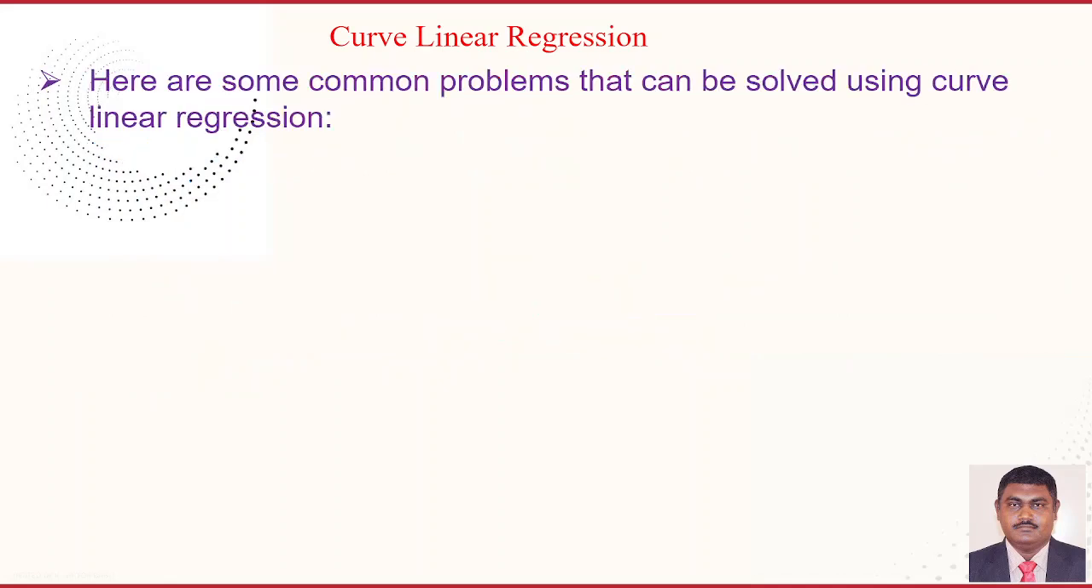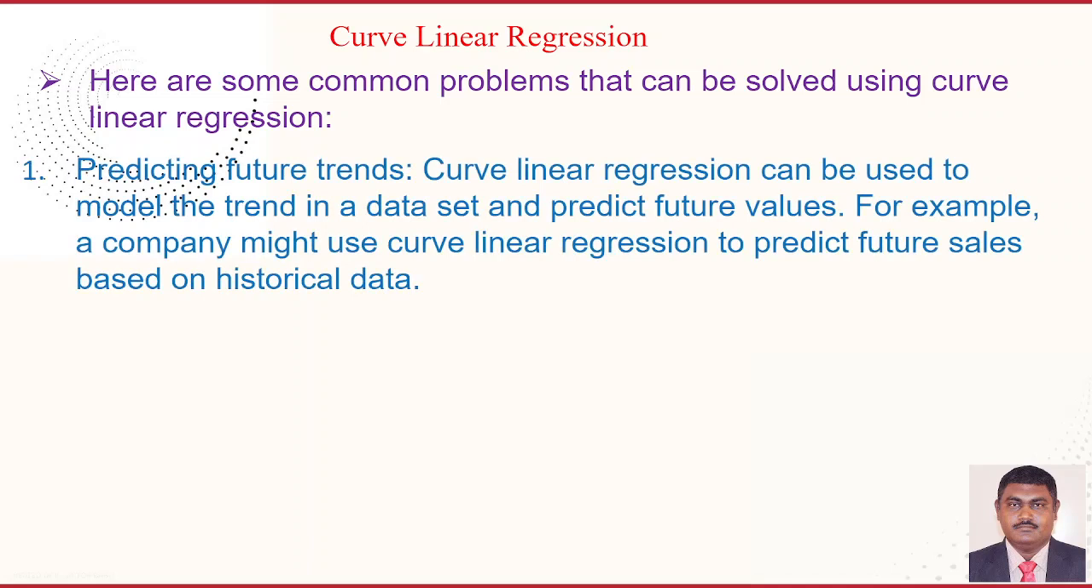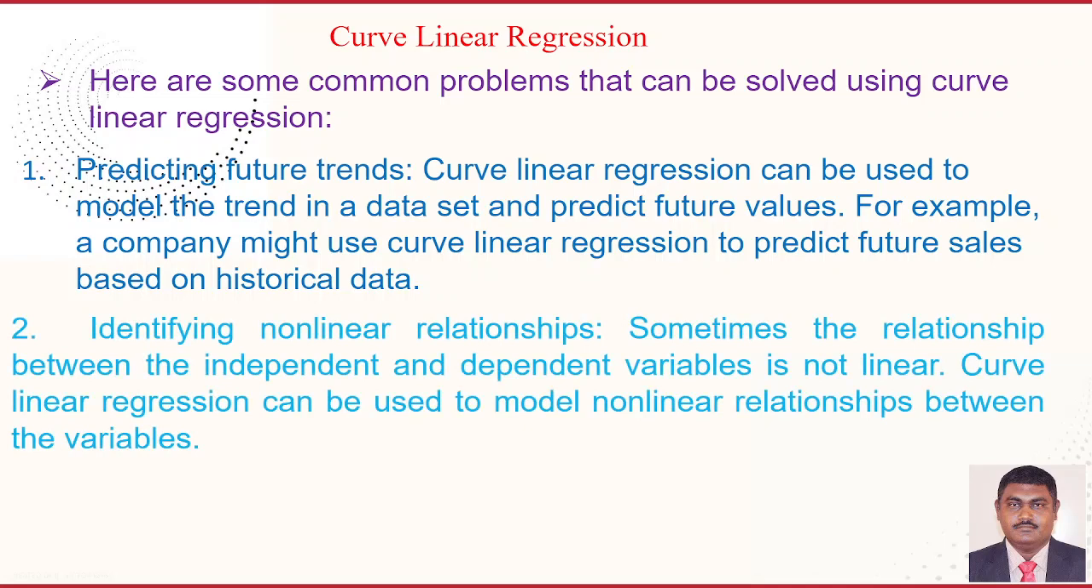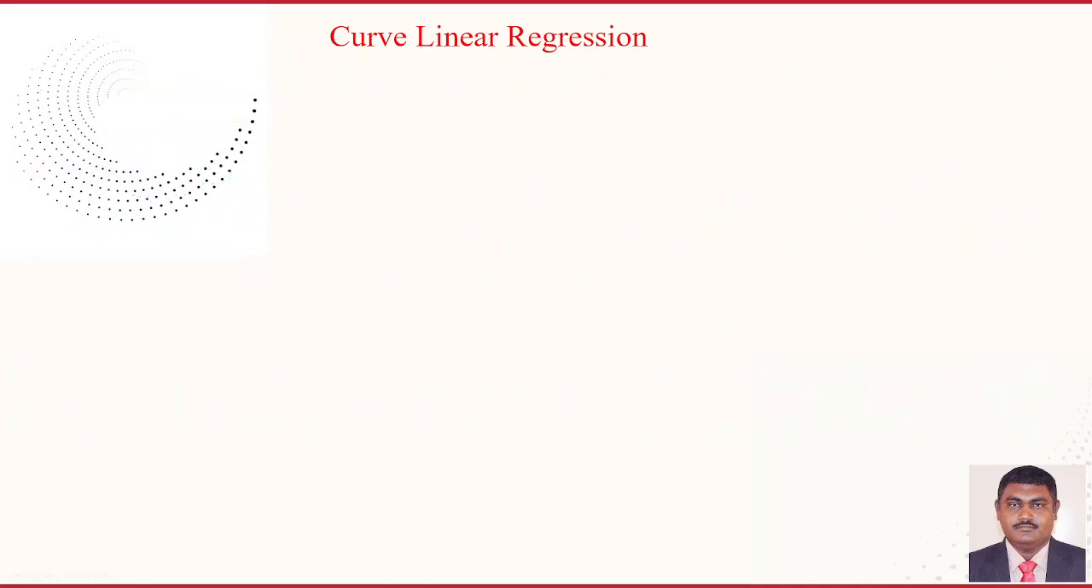Here are some common problems that can be solved using curvilinear regression. One is predicting future trends. Curvilinear regression can be used to model the trend in a data set and predict future values. For example, a company might use curvilinear regression to predict future sales based on historical data. Two, identifying nonlinear relationships. Sometimes the relationship between the independent and dependent variables is not linear. Curvilinear regression can be used to model nonlinear relationships between the variables.